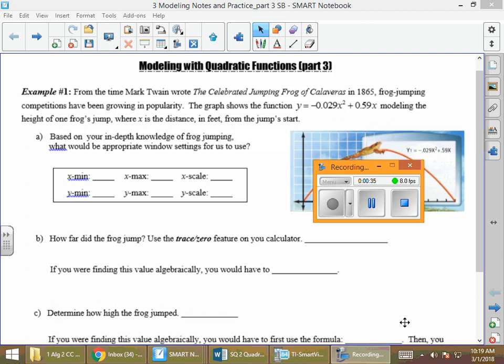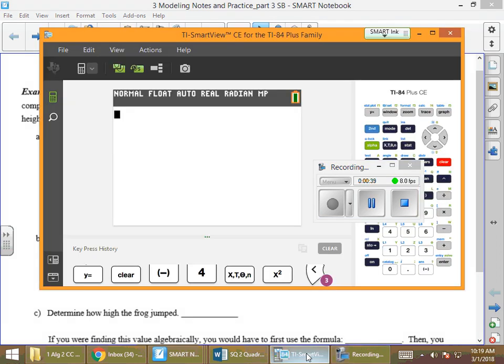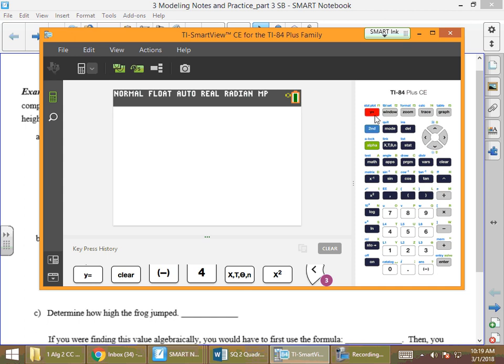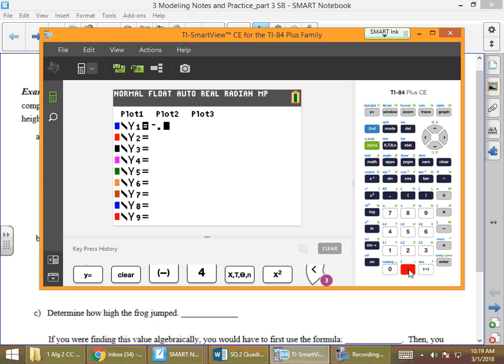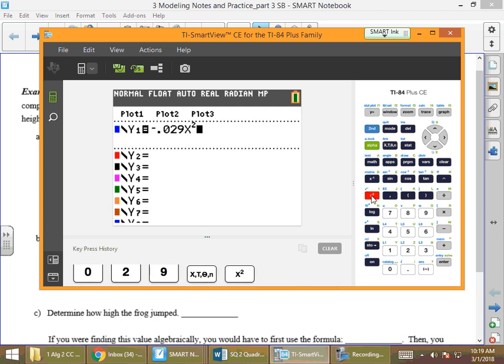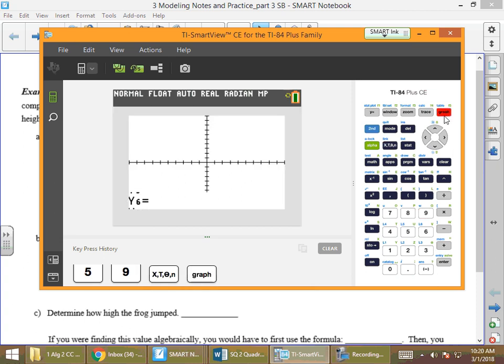So let's go to our calculator and let's go to the y equals feature and type that in. So we're going to go to y equals, and we're going to type in negative 0.029x squared plus 0.59x. And we may or may not be able to see anything on here, but we can see a good portion of it.